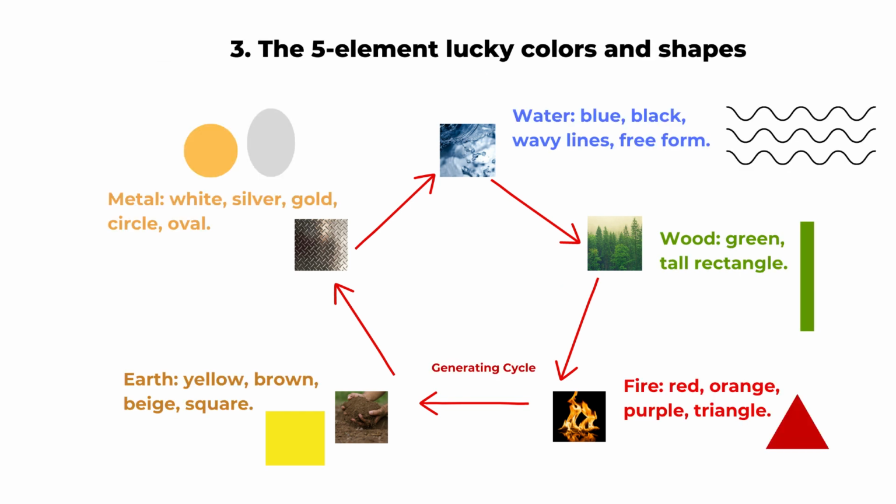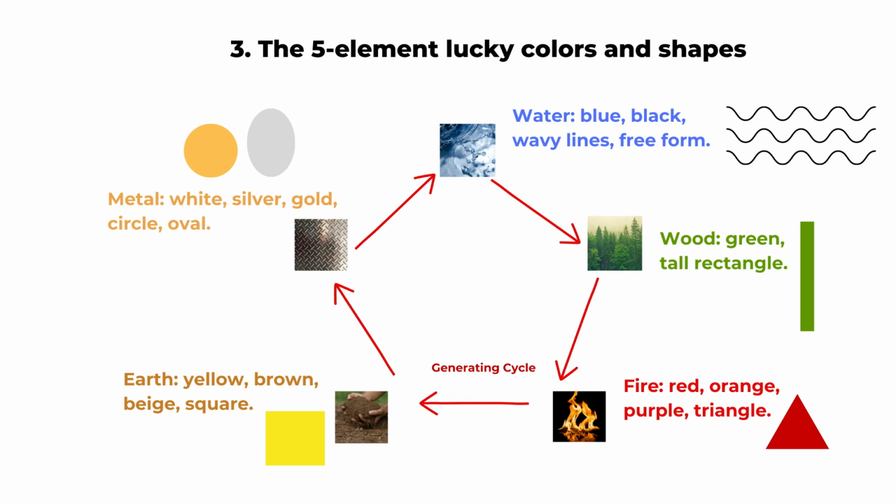So tip number 3 is about the lucky color and the shapes. So the lucky colors and shape will be the 5 elements that's beneficial for your element. So if your business is related to wood element, you can use water element. If your business is fire element, you can use wood element. And if your business is earth, you can use fire. So I list the related color and shape.